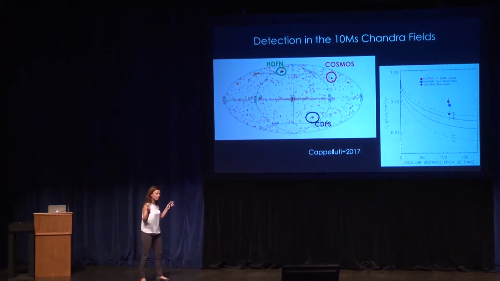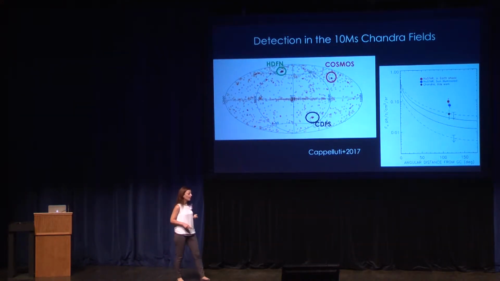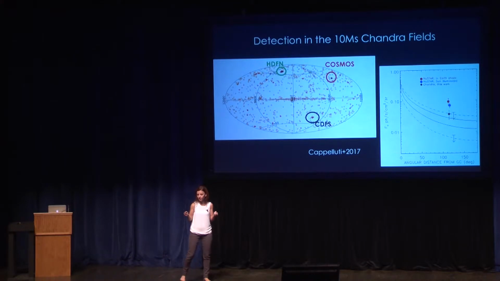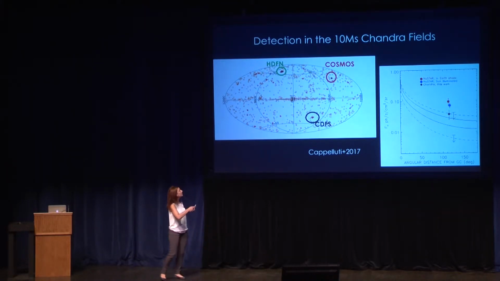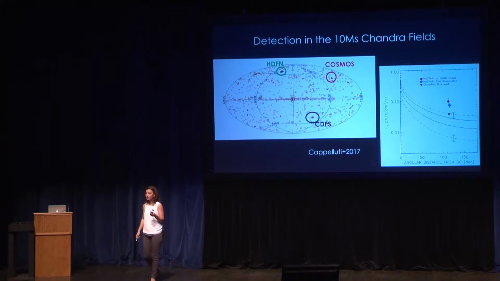So let's talk about the good news, the detection paper. Capellucci et al. looked at Chandra observations of the blank sky fields. He's particularly stacking here the Hubble Deep Field North, Cosmos, and Chandra Deep Field South observations with Chandra. These were 10 megasecond observations, okay?